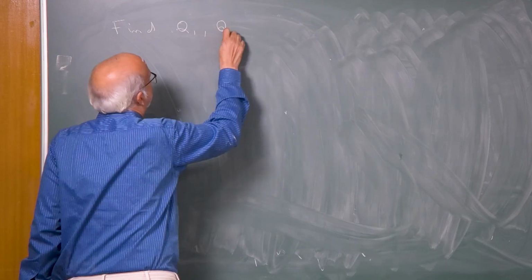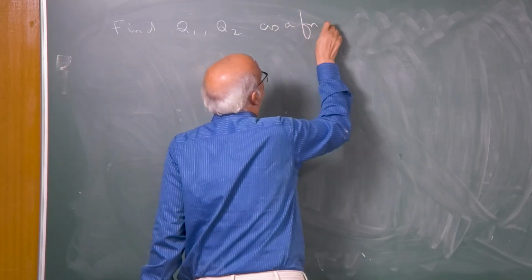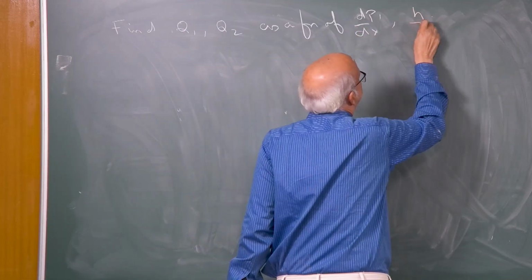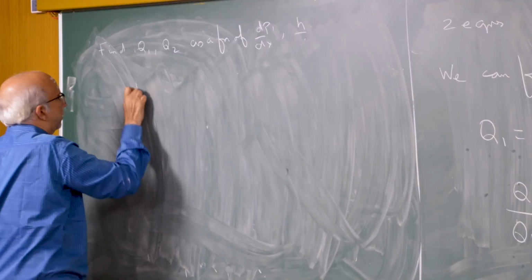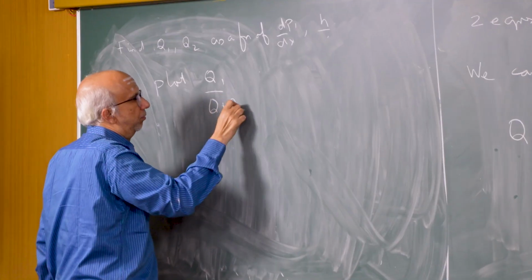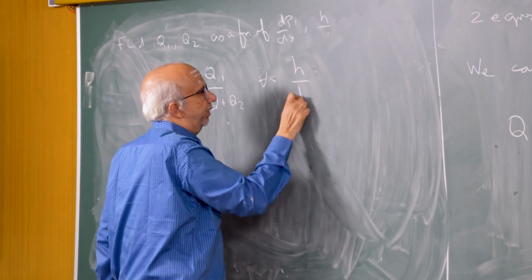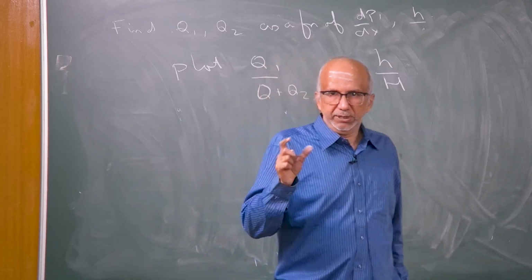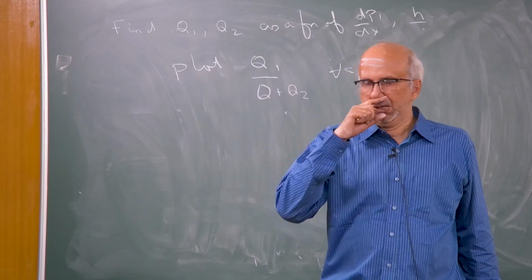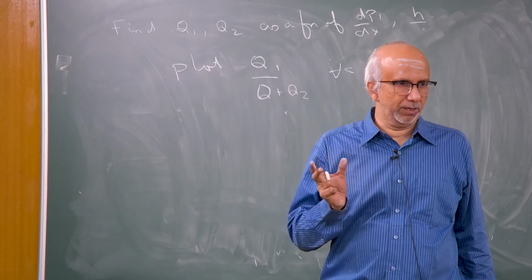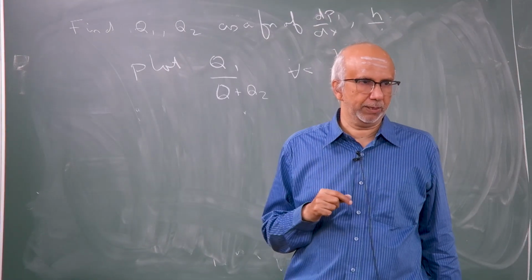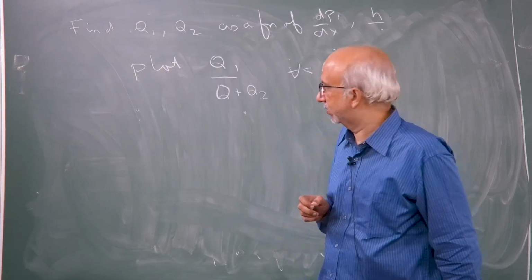Find Q1, Q2 as a function of dp1 by dx and small h, and plot q1 by q1 plus q2 versus h by small h. You see, these are all dimensionless fractions. Small h by capital H is a fraction, q1 by q1 plus q2 is a fraction. So, we are talking about dimensionless numbers now. I want you to do this and make this plot. That is the first thing.